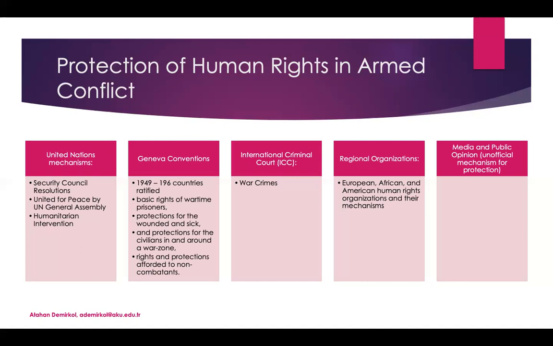And if the Security Council mechanism doesn't work because of the P5 members, the permanent five members, there's another mechanism for the UN General Assembly. This is called United for Peace, and the General Assembly can call a general meeting in times of armed conflict for peace talks. We recently saw United for Peace used for the Russian invasion in Ukraine.